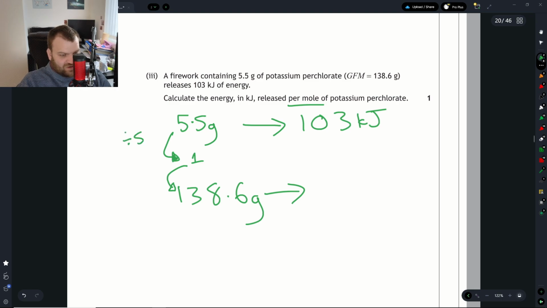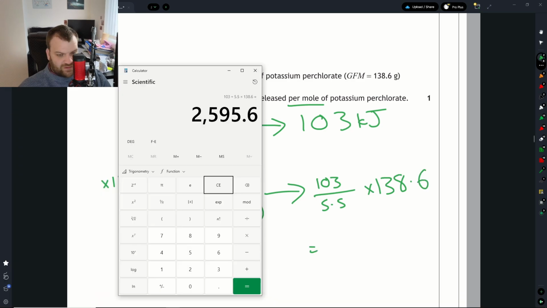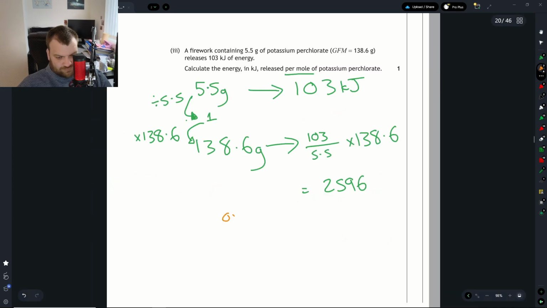I would try and go through the value 1. To get from any number to 1, you want to divide it by itself. So divide by 5.5. To go from 1 to any value, you want to times by that number. So times 138.6. That means we need to do the same to 103, divide it by 5.5, and then times it by 138.6. And I take that as 2596.